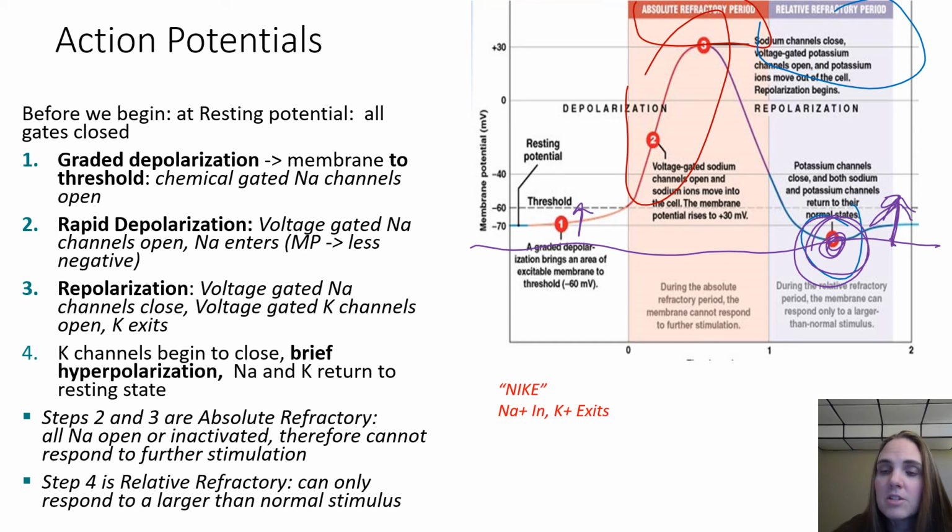During the relative refractory period, we might need -20 millivolts or 20 millivolts. So basically, for this, just know that there is a period of time that another action potential cannot be generated. And then we also reach a point at the end of the action potential where another action potential could be generated if we have a larger than normal stimulus.